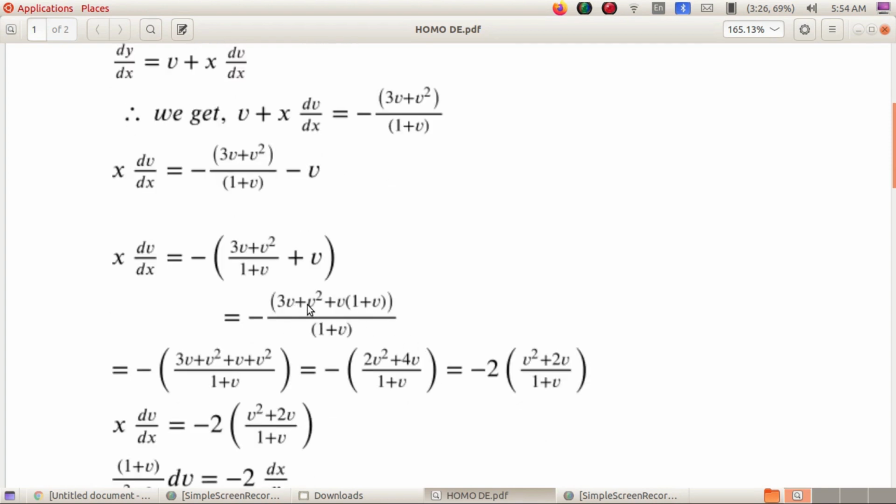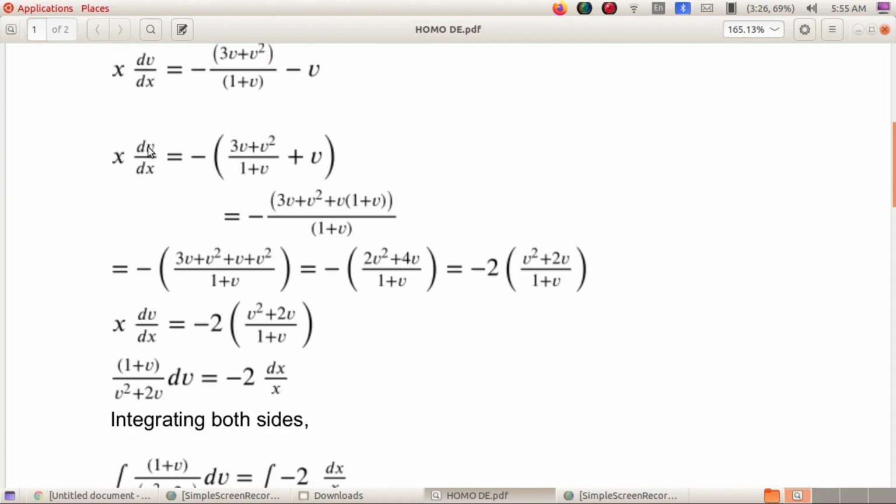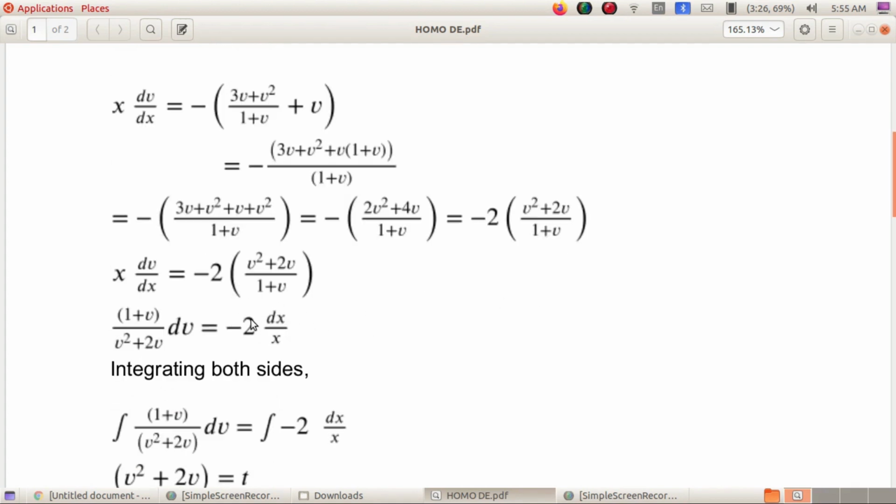Now here 3v plus v square, v into 1 is v, v into v is v square. So minus of v square plus v square is 2v square, 3v plus v is 4v, divided by 1 plus v. Now take 2 outside, minus 2 v square plus 2v divided by 1 plus v. So we get x dv by dx is equal to minus 2 into v square plus 2v divided by 1 plus v. Now separate the variables.